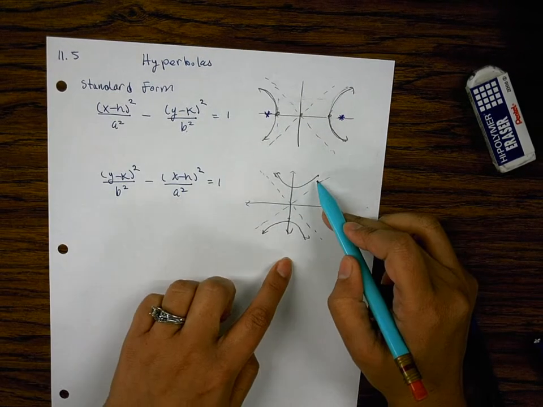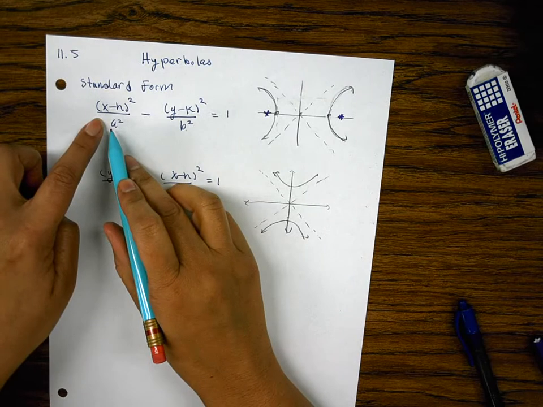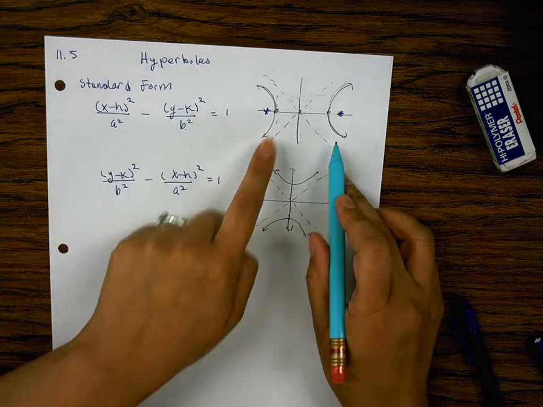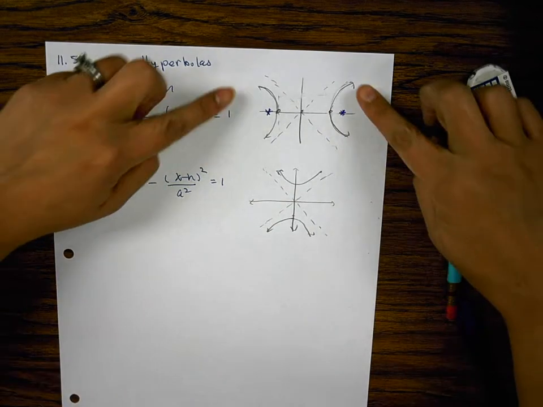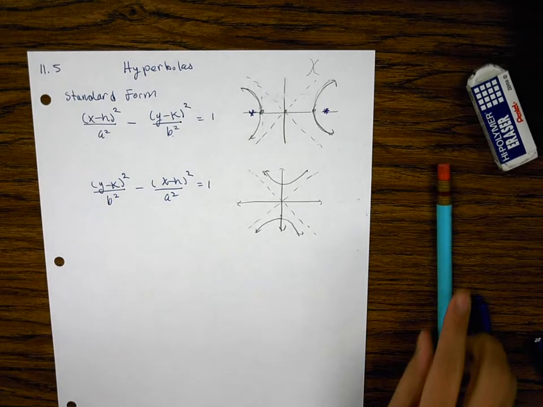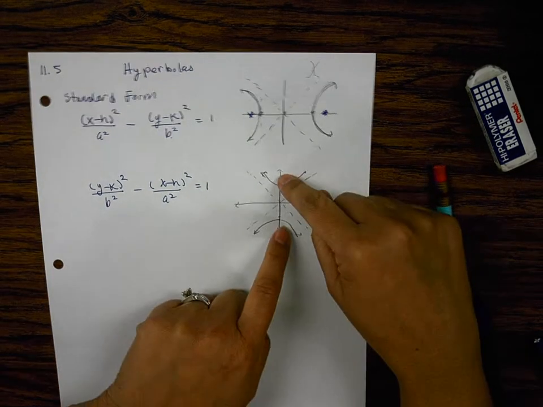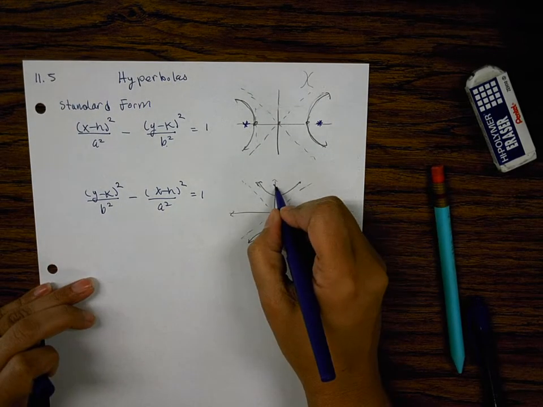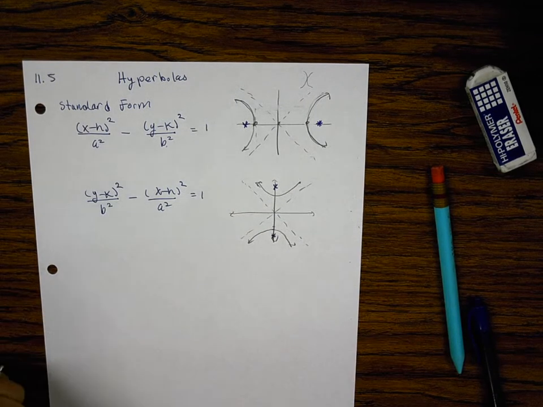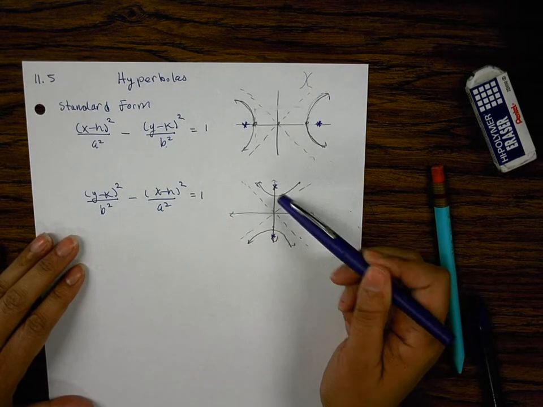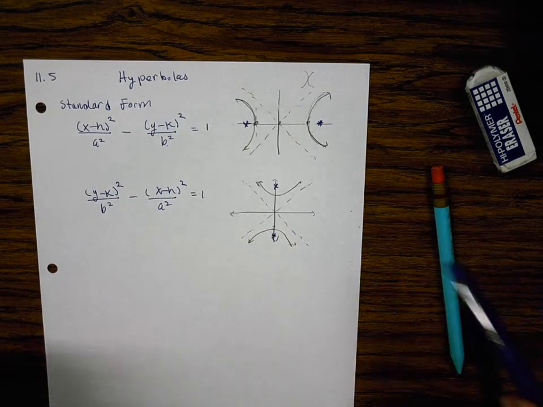So right and left or up and down. Right and left when x comes first, up and down when y comes first. However you want to remember that. I've had kids say, if you put these two curvy lines together, it looks like an X. That's how they remembered it. And these two are when the y comes first. The foci are always inside the cups.